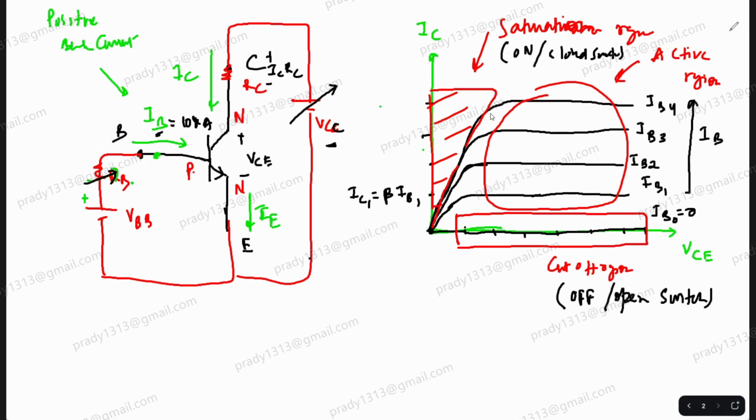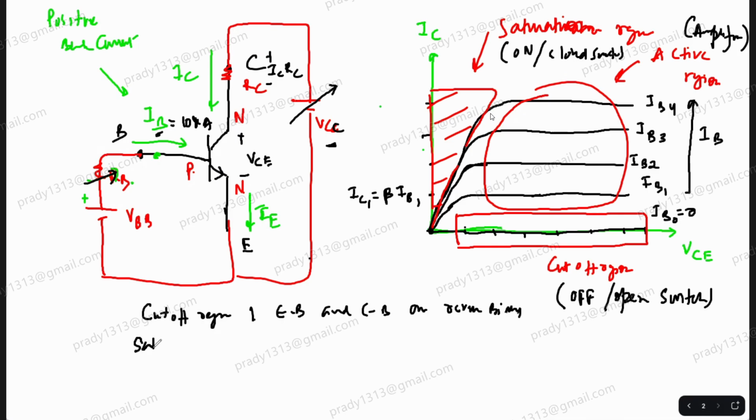If you want to operate the BJT as an amplifier, you keep the operating point in the active region. So for that, you have to bias the BJT in the active region. What do you mean by biasing the BJT in the active region? Cutoff region means both the emitter base and collector base junctions are reverse biased.